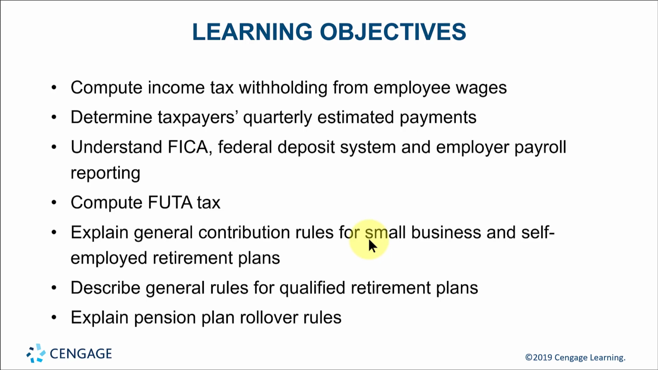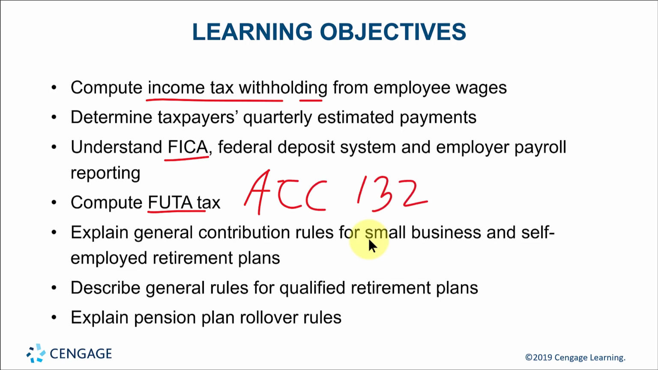Here's a listing of chapter objectives for chapter number 9, and we're not going to cover all of them in detail. For example, income tax withholdings, or FICA taxes, that's Social Security and Medicare taxes, or federal unemployment tax or state unemployment taxes. All of those taxes are covered in another course called Accounting 132. That's payroll accounting and Hawaii general excise tax.